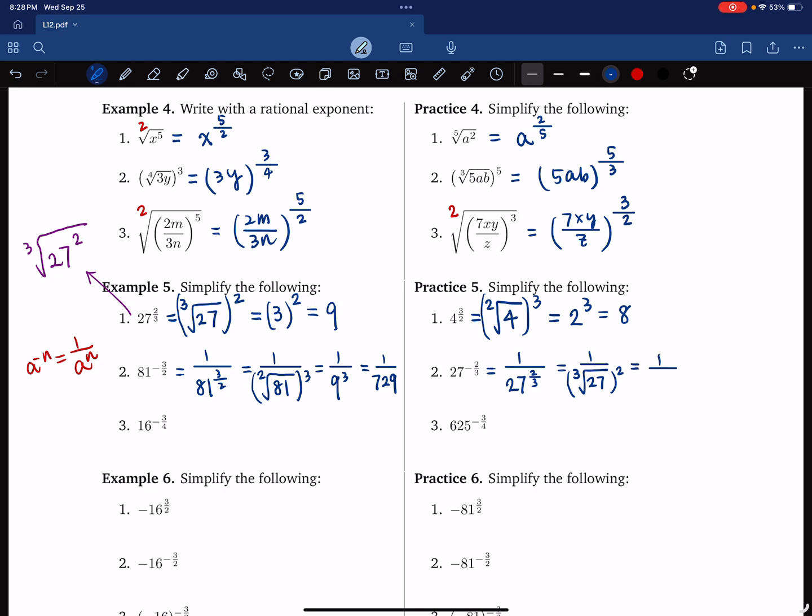This simplifies to the cube root of 27, we know that's 3. And then we raise it to the second power. So it's 1 over 3 squared, which is equivalent to 1 over 9.